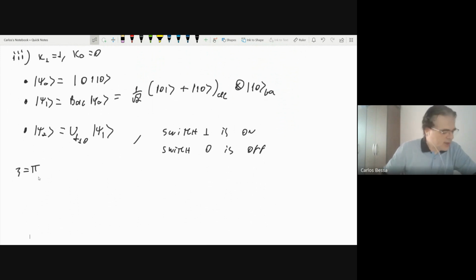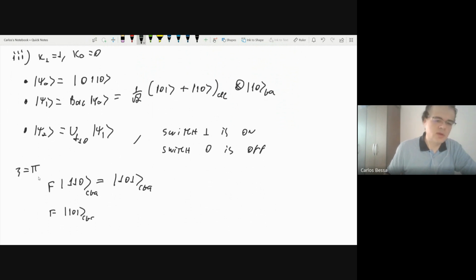So when you do that, you'll find, and just to remember, the Fredkin gate takes 110 CBA to itself, 101 CBA, and the Fredkin on 101 CBA is just minus 10 CBA.